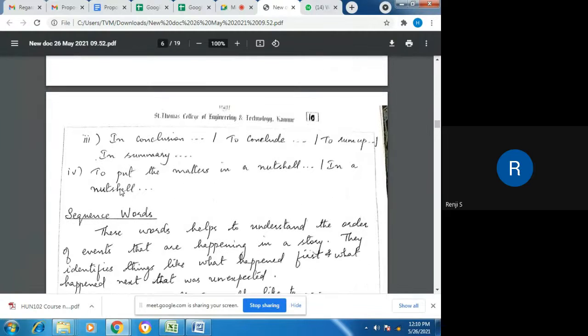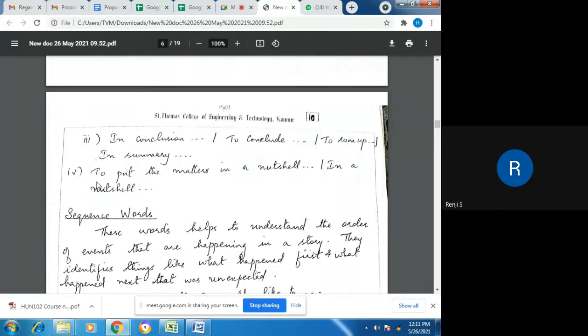Another sentence you can use in conclusion is: in conclusion. You can start with in conclusion and continue. Or to conclude, you can say your conclusion, or to sum up, or in summary. These are the words that we can use to conclude your opinion: in conclusion, to conclude, to sum up, or in summary. We can proceed, etc. The context can be continued.